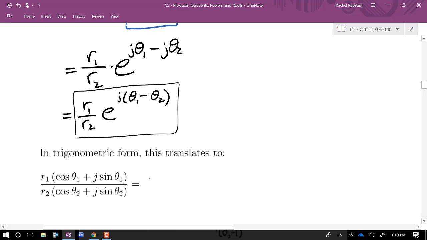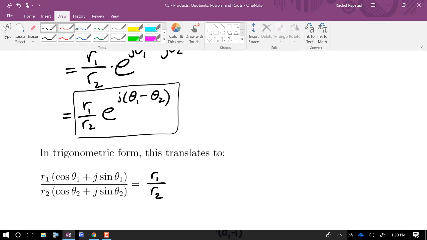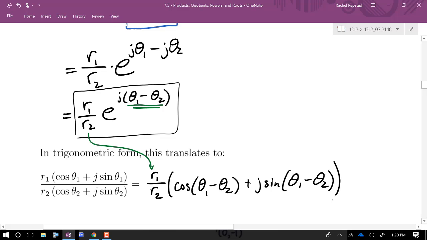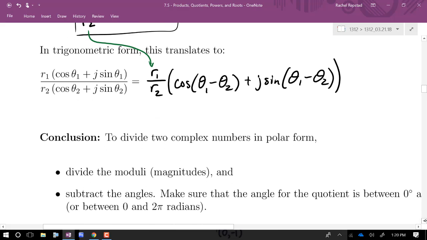So in the trigonometric polar form, we're just going to grab the work that we already did. We know our new modulus is just R1 over R2, and then our new angle is the difference here. So open up a set of parentheses, cosine of theta 1 minus theta 2 plus j sine of theta 1 minus theta 2. When we're dividing, we need only divide the two moduli and subtract the angles. And then make sure at the end, if we're writing our answer in polar form, that angle is a standard position angle between 0 and 360.